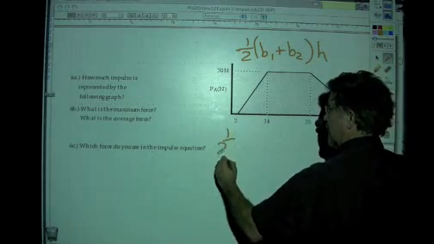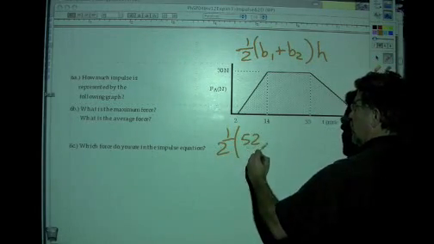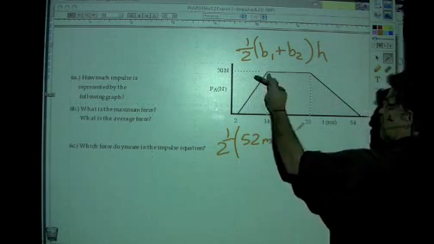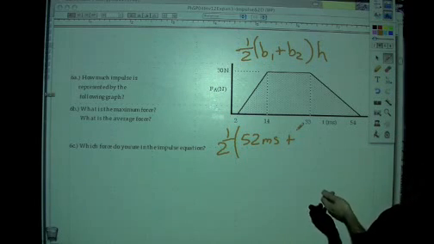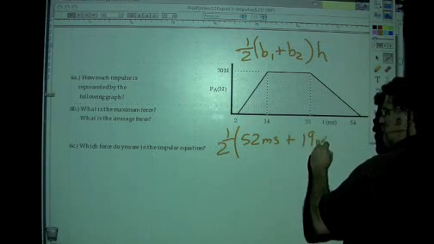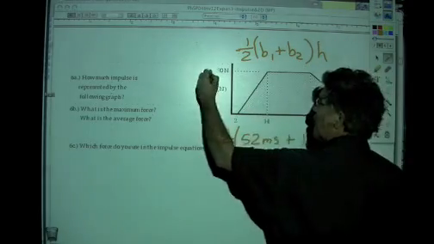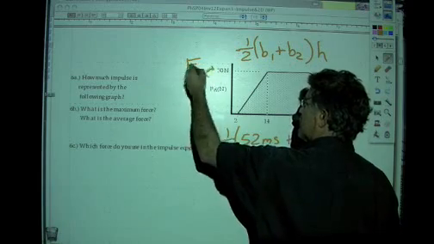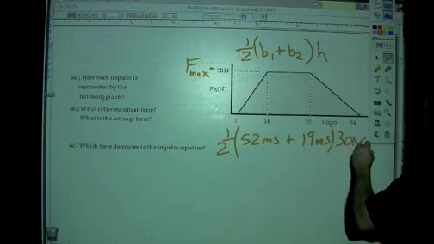So it's 1/2, and I have to be careful with my units. 52, and these are milliseconds, so 52 milliseconds plus, and this one goes from 33 to 52, so that's 19 milliseconds. There's my base 2 times my height. Now the height, that is F max. That's not F average, that's F max. And that's 30 newtons. Okay?